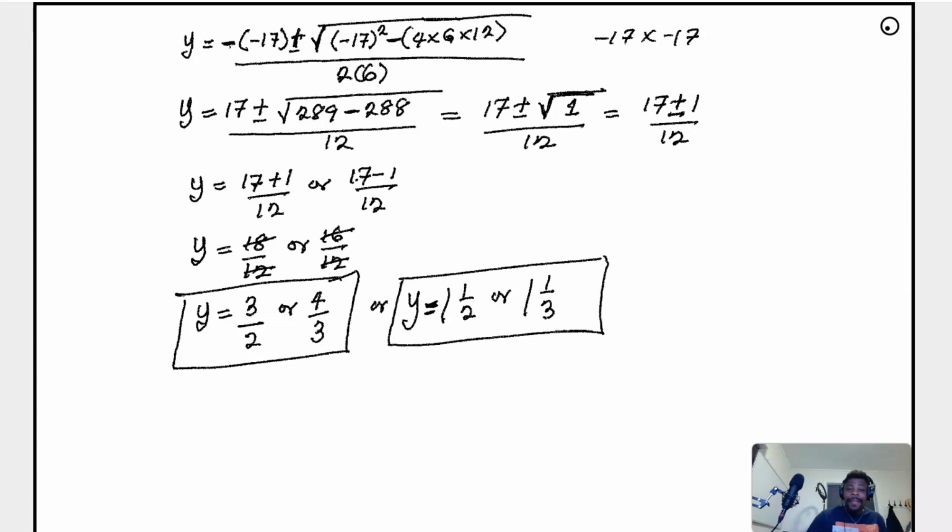Easy. We'll take more questions so you can be confident of using the quadratic formula method.